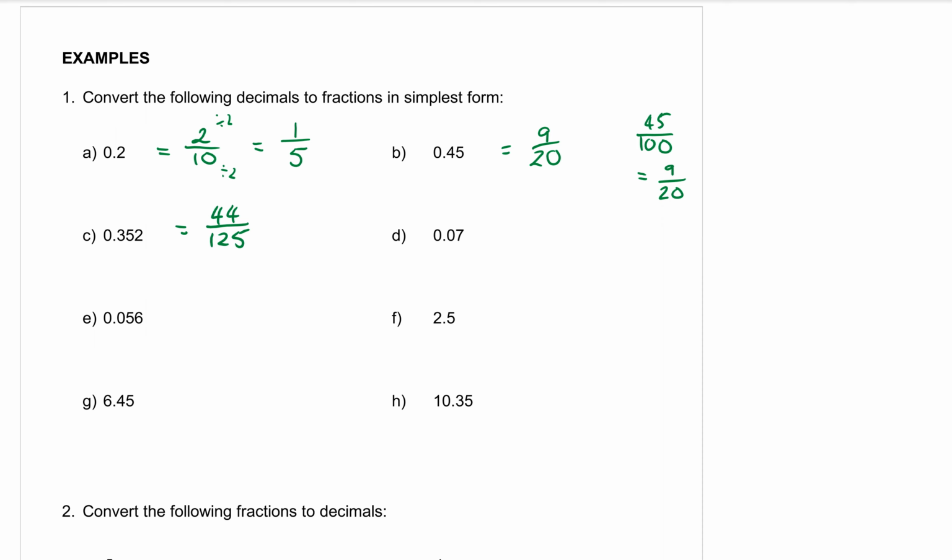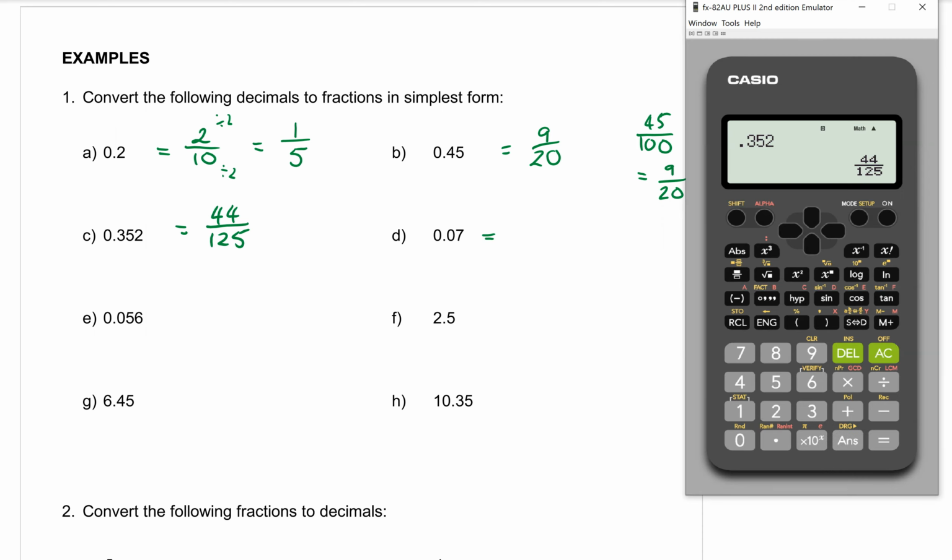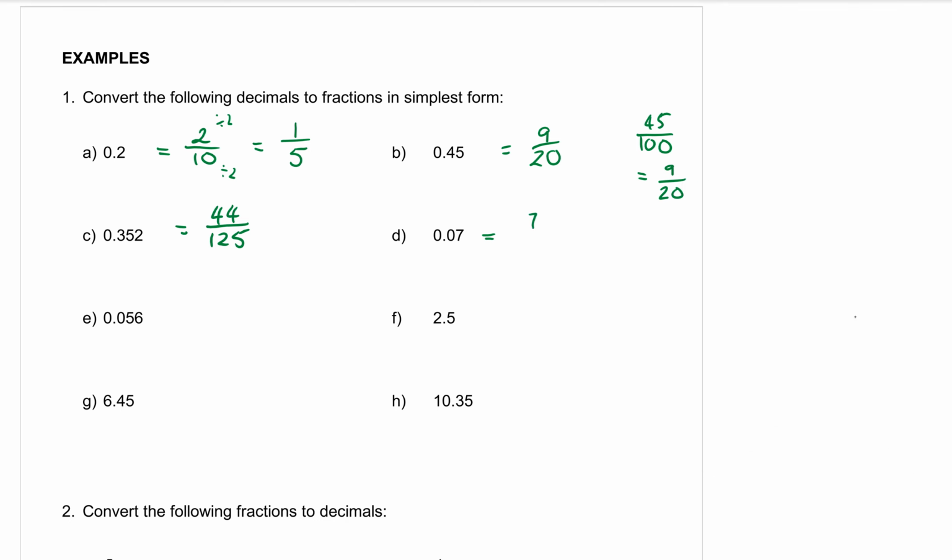D, 0.07. Press equals and press the SD button. So that one was an easy one that we could have done without the calculator because it was 7 in the hundredths position and it doesn't simplify at all.